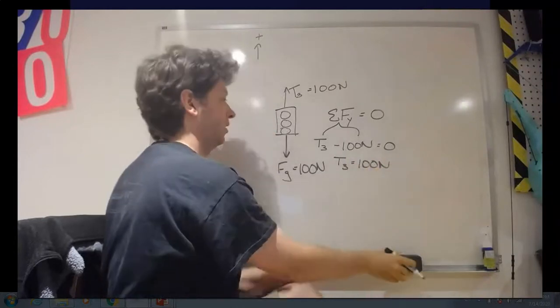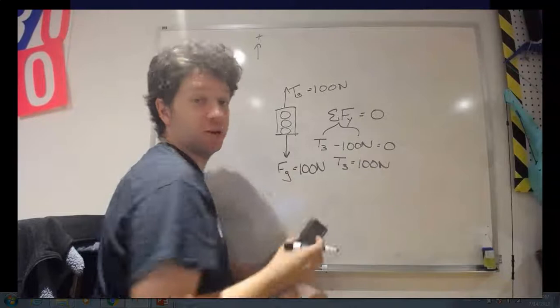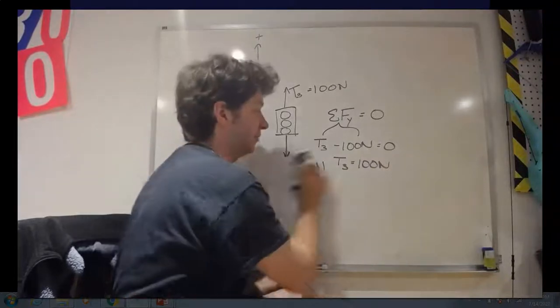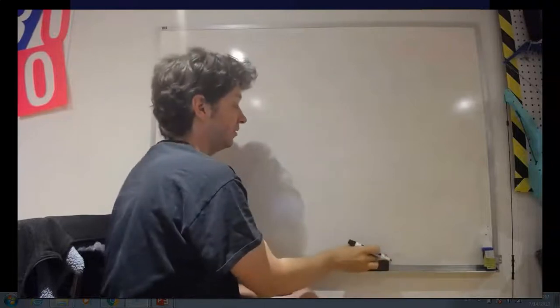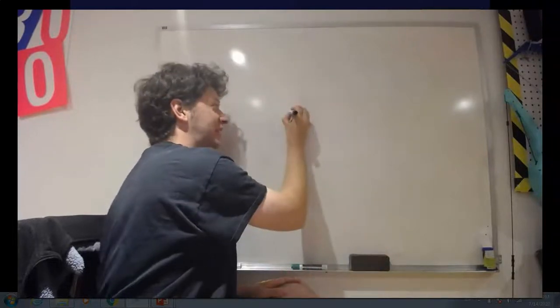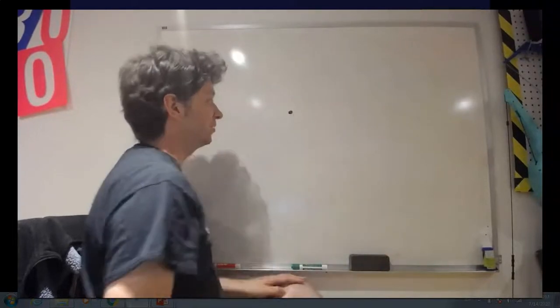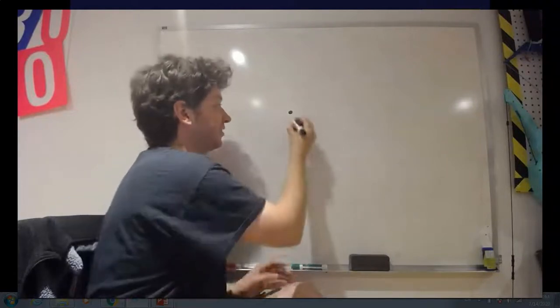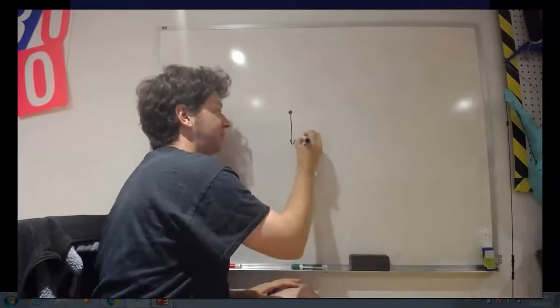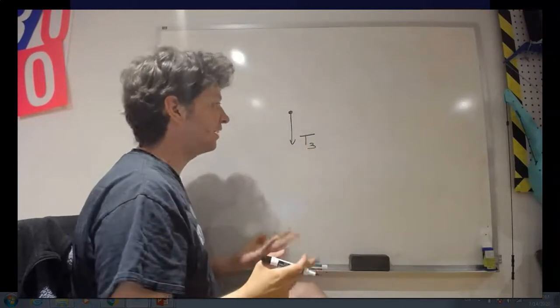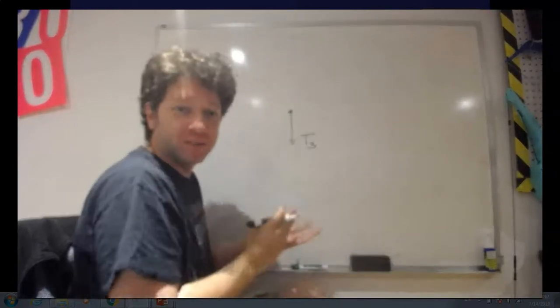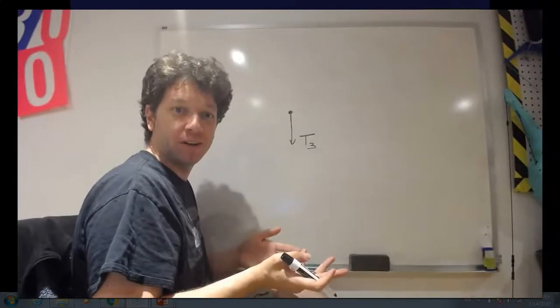Okay, well, that's great. What about the other two cables? Now, the other two cables are actually attached to the third cable. So let's look at that point where they're actually attached. So we have this cable, T3, pulling down. Now why am I writing T3 as being down? In the previous diagram, I wrote it as being up.